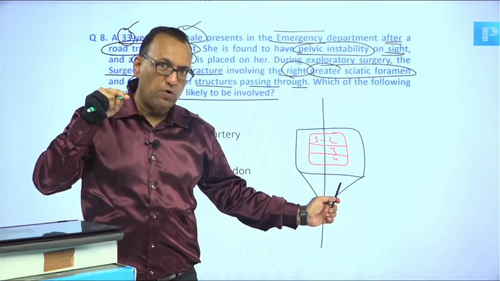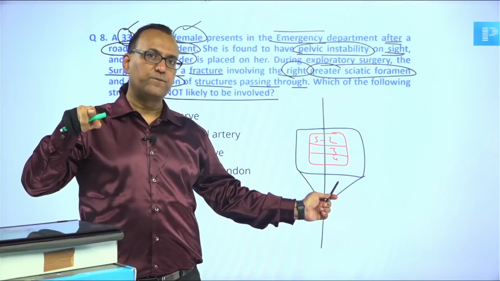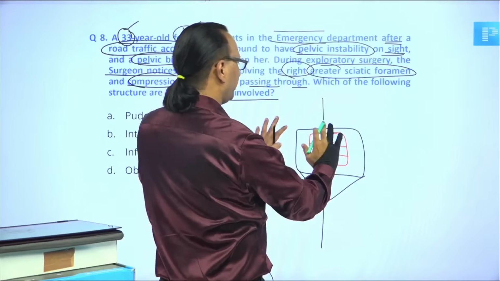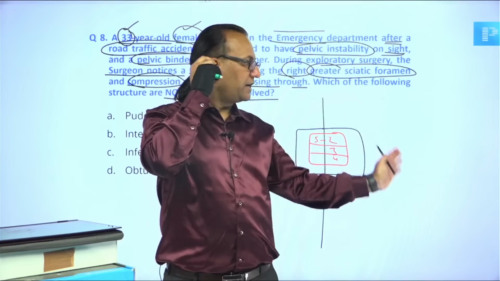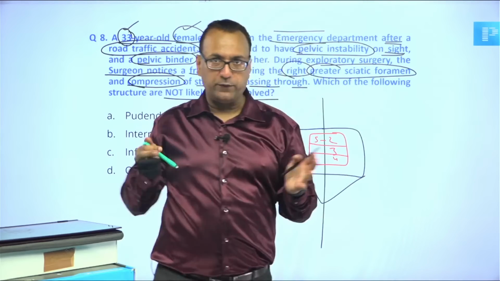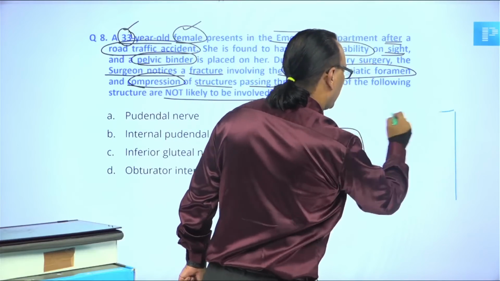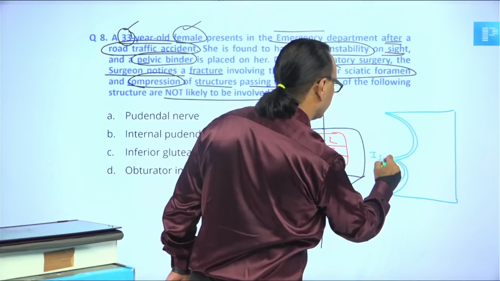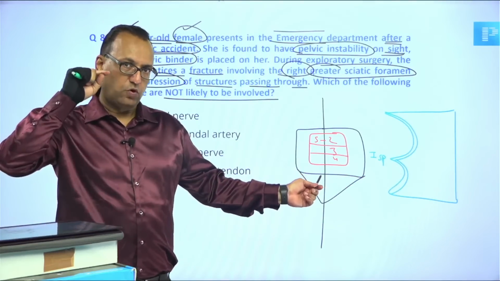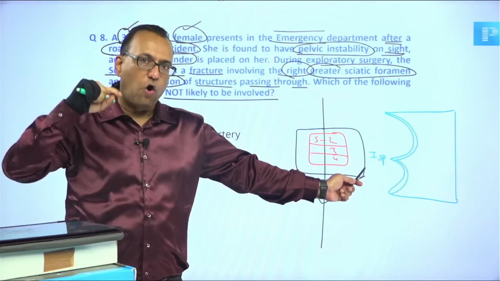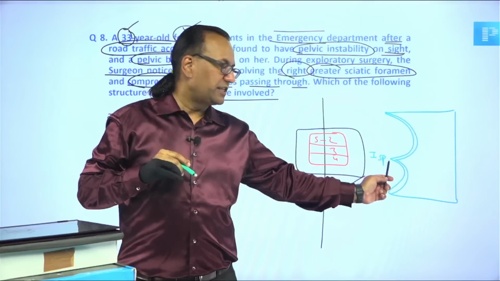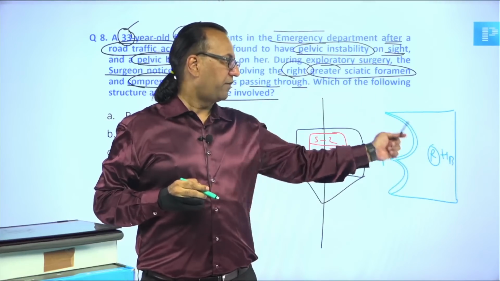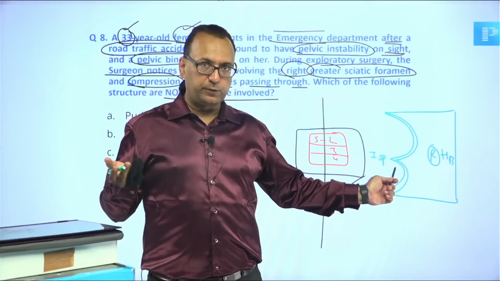So the root values S2, 3, 4 will give the pudendal nerve of the perineum. Pudendal nerve is the nerve of the perineum. Plus, in the posterior view, this is the right sided gluteal region and the right hip bone. This is the greater sciatic notch, this is the lesser sciatic notch, and this is the ischial spine. When you give a pudendal block, you have to locate the ischial spine because the pudendal nerve hooks behind the ischial spine. If this is the ischial spine, what is this? Greater sciatic foramen. And what is below that? Lesser sciatic foramen.